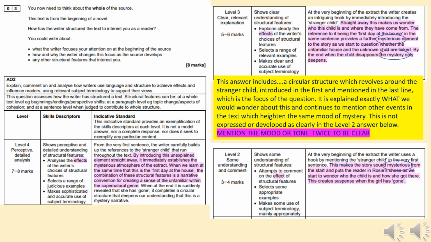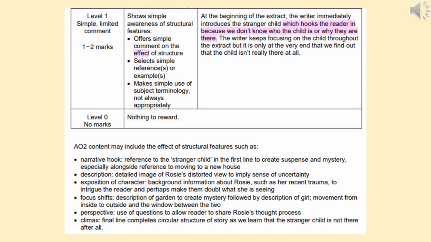So you could probably improve this up to a level 4 by using better vocabulary and other words such as supernatural, which, as you can see, are mentioned. And the word mystery is only mentioned once in the level 2 answer. Which means that will be counted as an attempt to identify the mood or tone and evaluate the effect on the reader, but it wouldn't be a full success, which you get in a level 3 answer. So always try and mention the mood or tone twice to be clear. This would be the level 1 answer about structure.